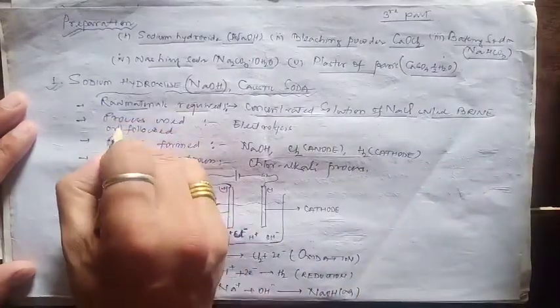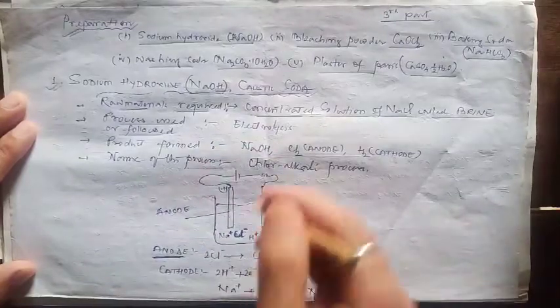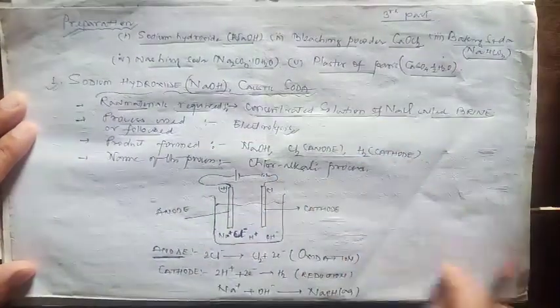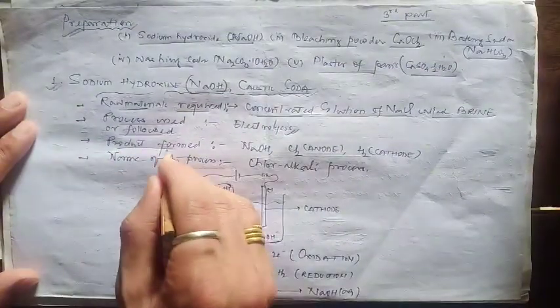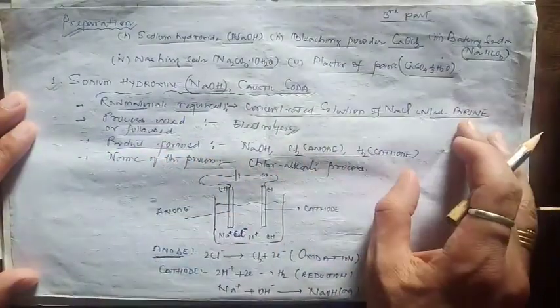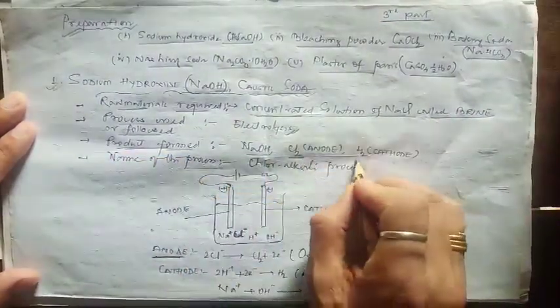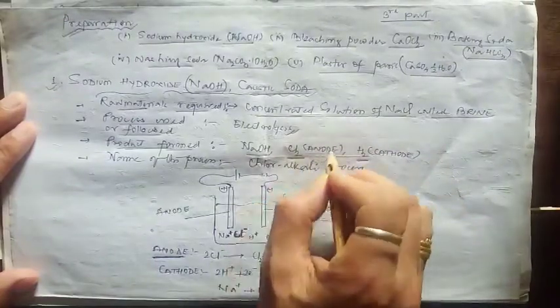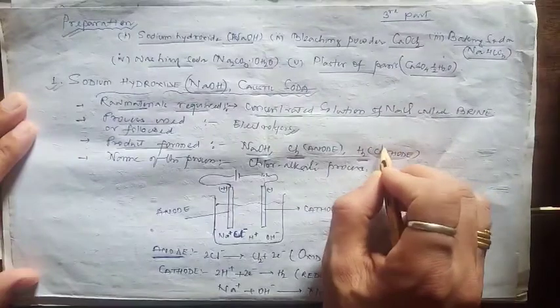Second part, what is the process followed? To make this sodium hydroxide, the process followed is electrolysis. And during this electrolysis of brine, the concentrated solution of sodium chloride, the products formed are sodium hydroxide, chlorine, and hydrogen. Chlorine is formed at an electrode called the anode, and hydrogen is formed at an electrode called the cathode.